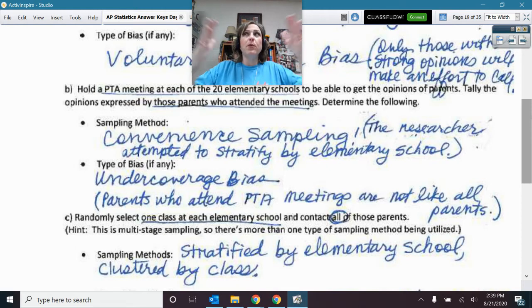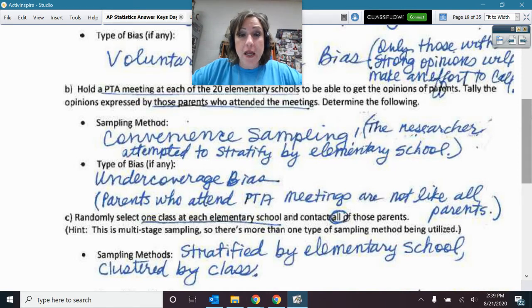If people knew ahead of time that that was the topic of the meeting, and they thought, whoa, I feel really strongly about that, so I want to go to that meeting to voice my opinion, then that would be voluntary response bias. That's not what's happening here. They had the PTA meeting, maybe a monthly meeting that was already happening. They were probably discussing other things, and said, oh, by the way, let's ask their opinion of this. So parents didn't actively and purposefully put themselves into the sample because they were passionate about the topic. Okay, next.